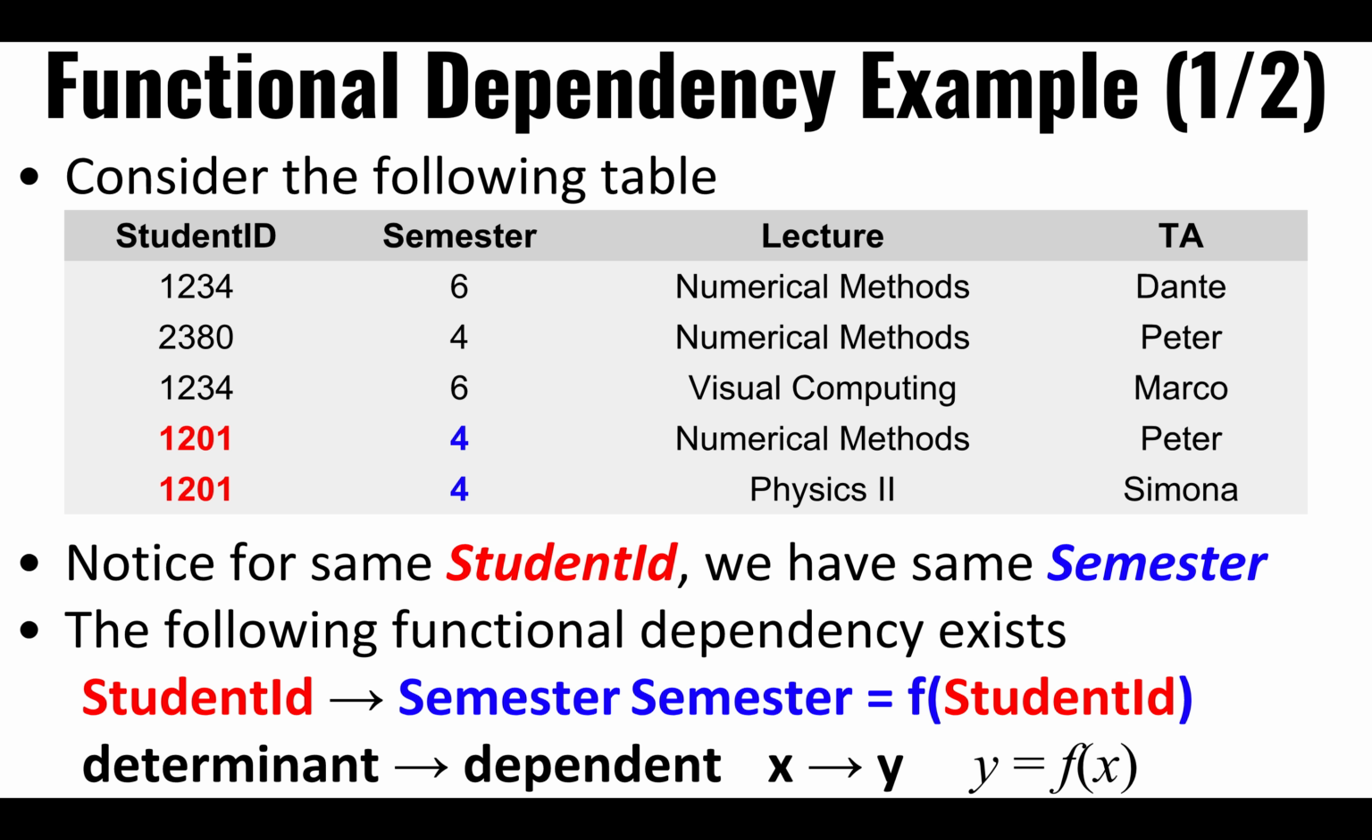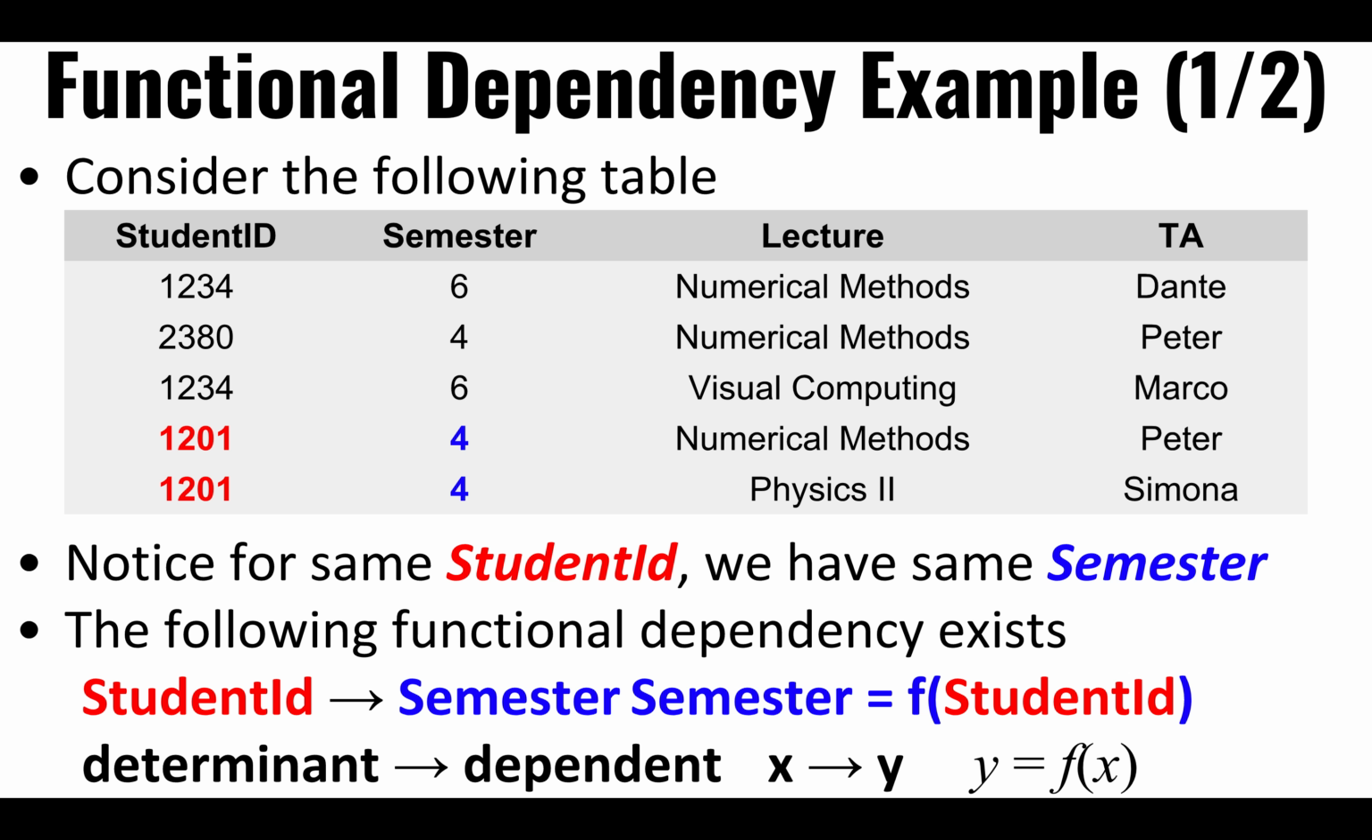as a concept. For instance, here's an example of a table where we have some data that represents students, the semester that particular student is in, and some lectures that student is attending, and some of the TAs that are associated to those particular lectures. Now, notice that we have here the ID of the student, 1201. We're also capturing the fact that particular student is in semester 4.